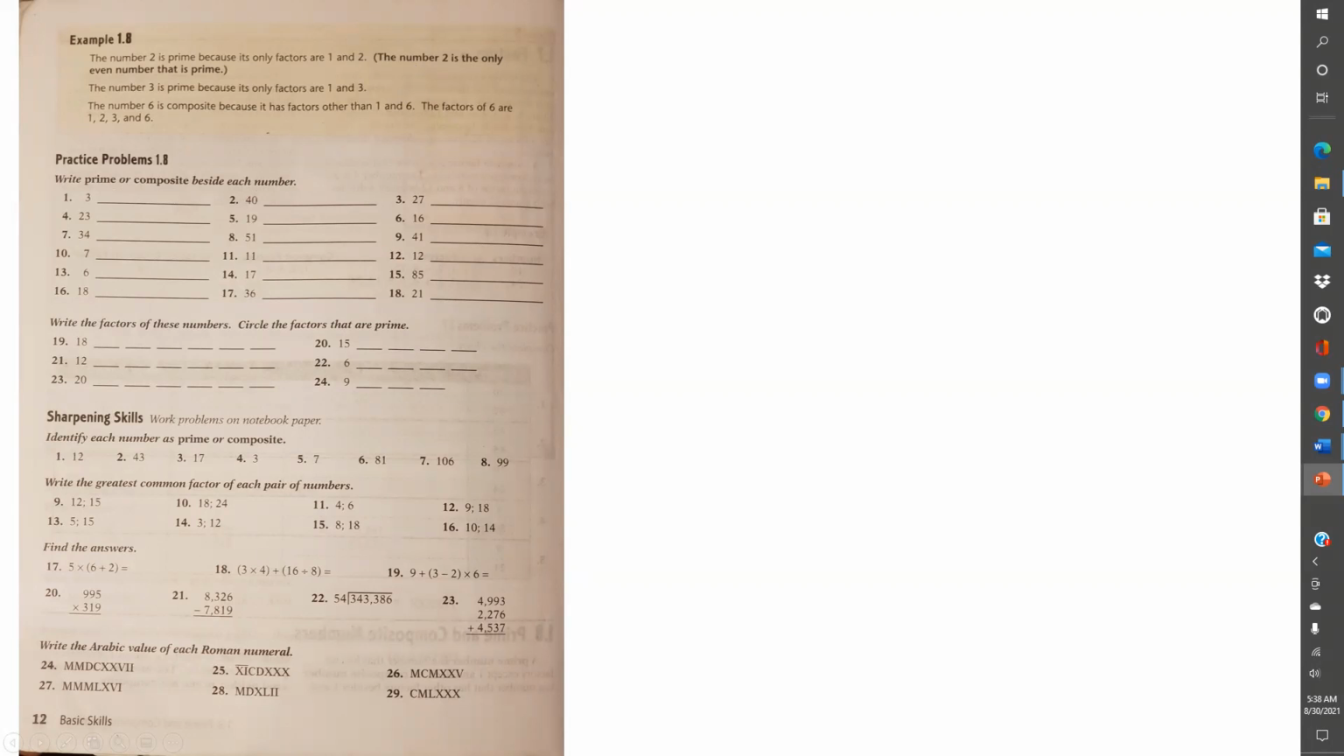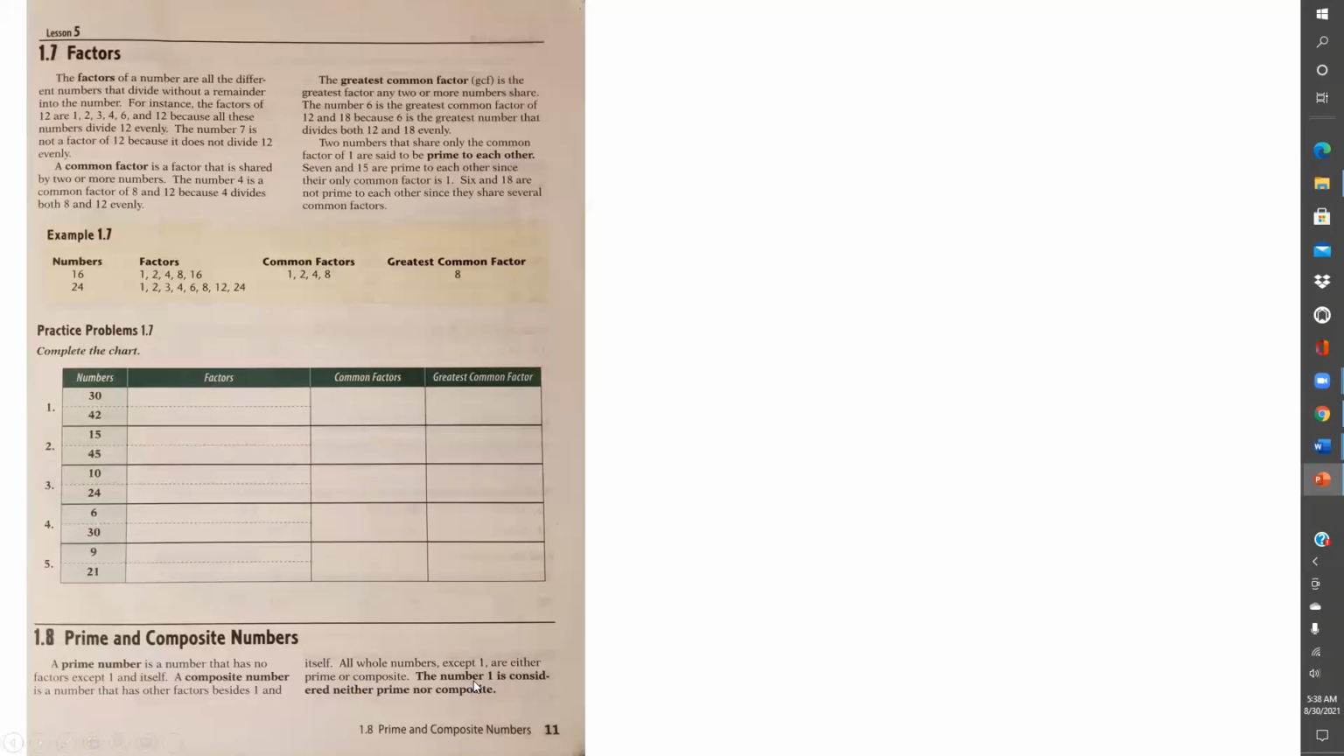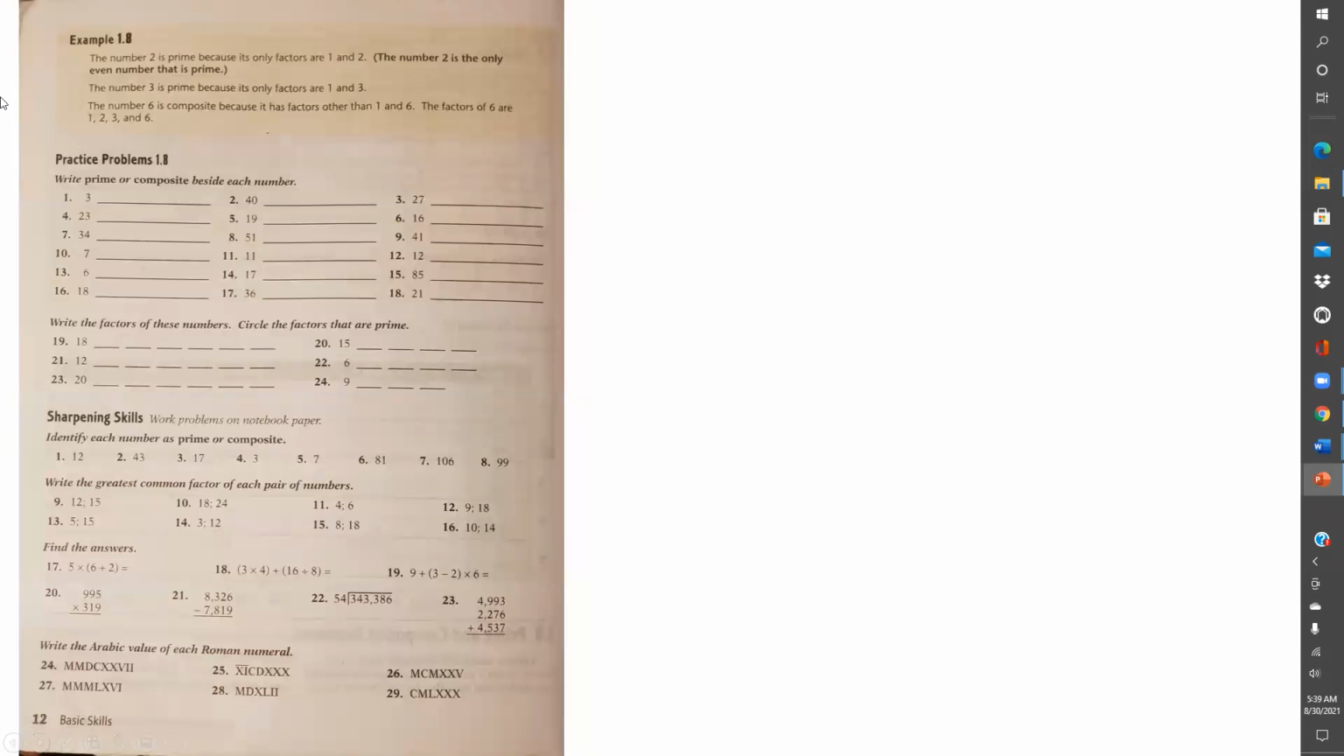I think it mentioned on the previous page, I may have skipped over it, that the number 1 is neither prime nor composite. So 1 doesn't fit in either category. So don't try to categorize 1 as prime or composite. It's neither one. All right.